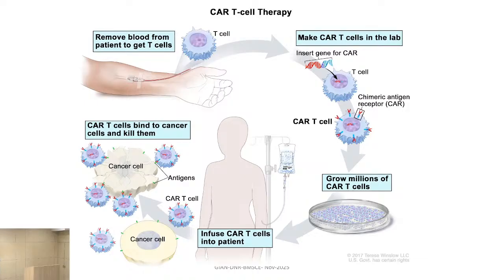Then put them back, infuse, inject literally into the patient, the same patient. Again they multiply there as well. They also recognize cancer cells and kill them. So that's a very simplistic way of telling how CAR T cells work.